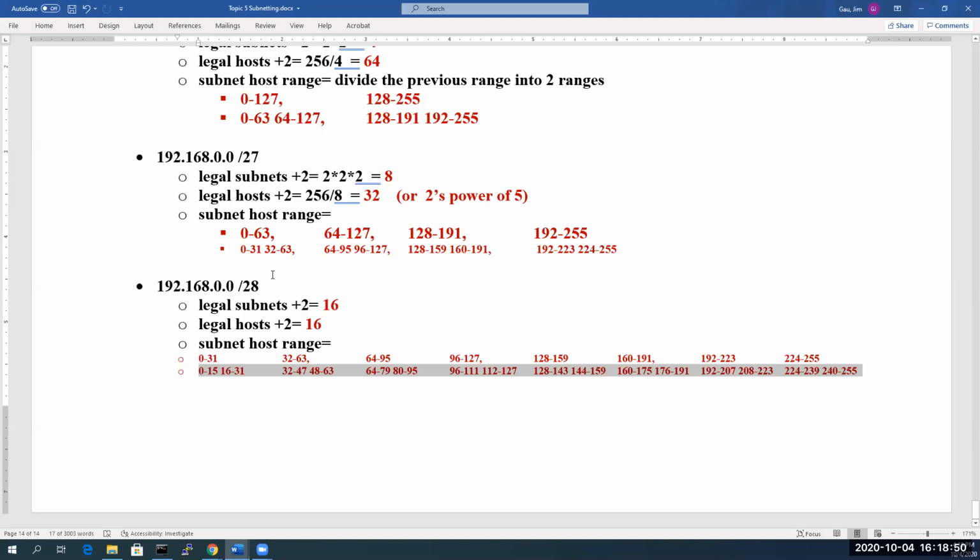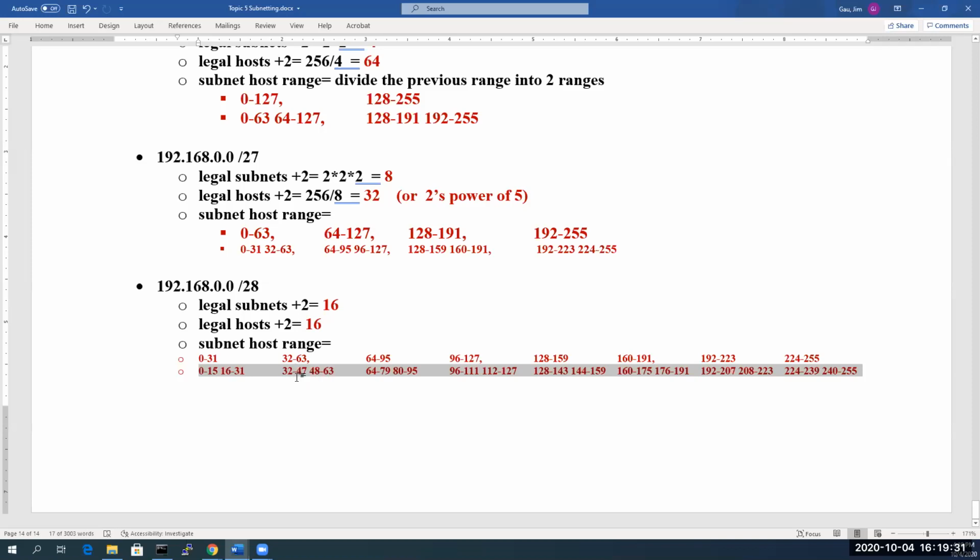/28 is like, in the last byte, you have 4 bits for the network, 4 bits for the host. So each one gets 16. 16 times 16 is 256. So you create 16 networks, and each one has 16 hosts. And the 16 hosts will be from 0 to 15, 16 to 31, because you chop it in half again. From the /27 on top, it becomes /28. So you chop this one in half, 0 to 15 and 16 to 31. And here from 32, half is 47, and from 48 to 63.